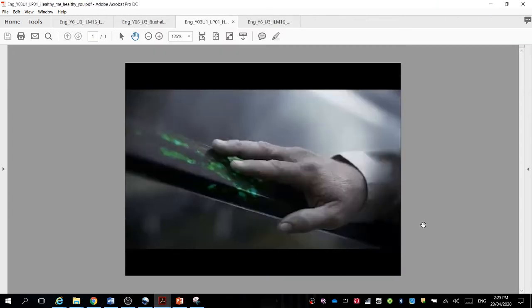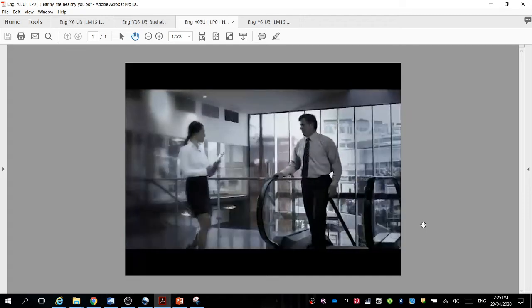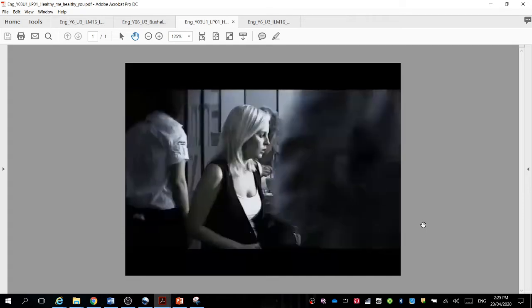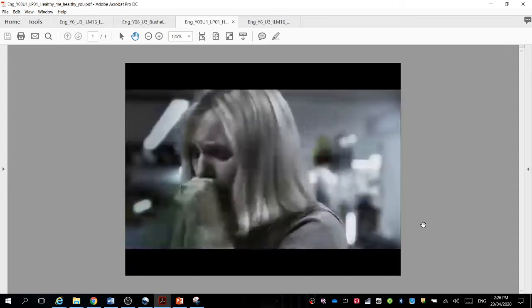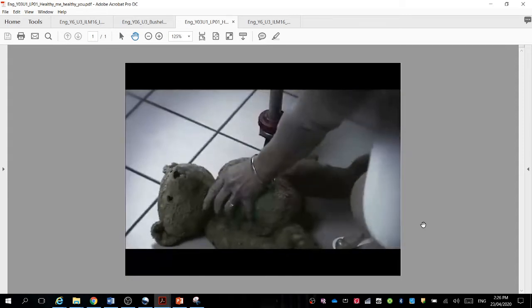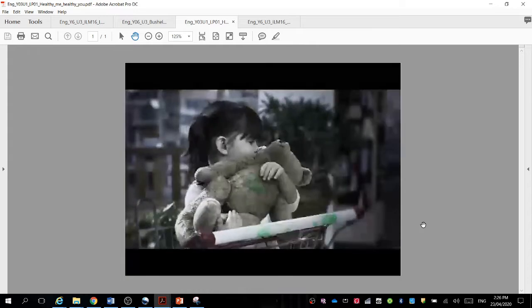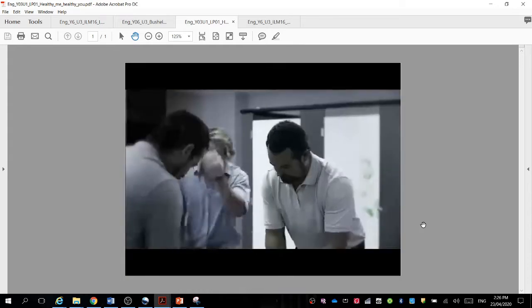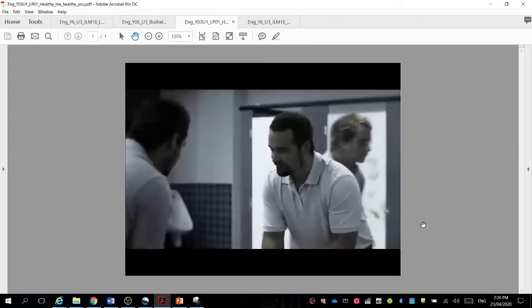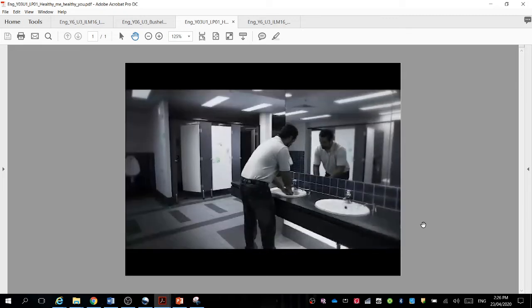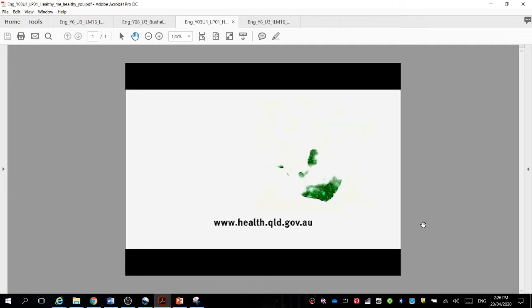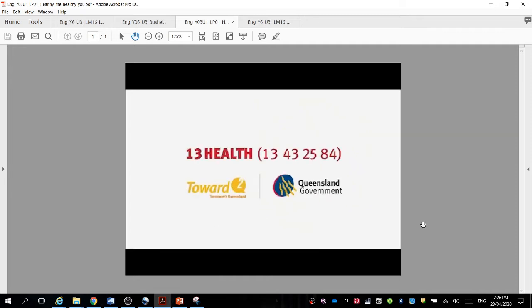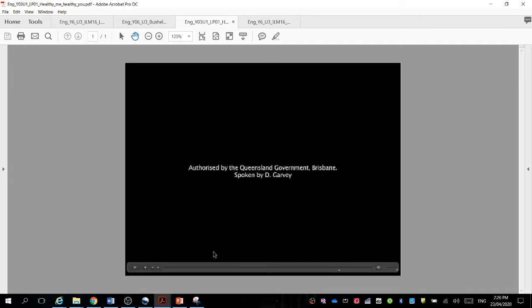Did you know that 80% of common infectious diseases are spread through our hands? That germs from a sneeze can travel over a metre? Or that only 30% of people cover a cough or sneeze with a tissue? And washing our hands? Only 1 in 3 people do enough of that. Get in touch with your healthy side. Visit health.qld.gov.au, making Queenslanders Australia's healthiest people. Authorised by the Queensland Government, Brisbane.